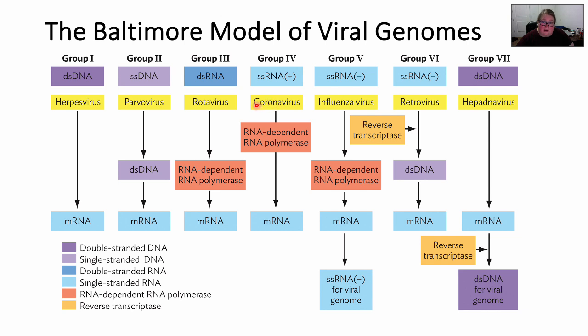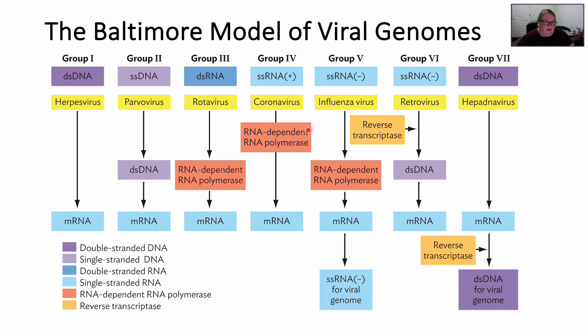Now, group 4 is single-stranded positive sense RNA. This is things like COVID-19, the family of coronaviruses. They're also going to use RNA-dependent RNA polymerase to directly make their mRNA. Now, we also have group 5, which is similar, but it's going to be single-stranded RNA that we call antisense or negative sense RNA. An example of this is the flu virus, influenza.